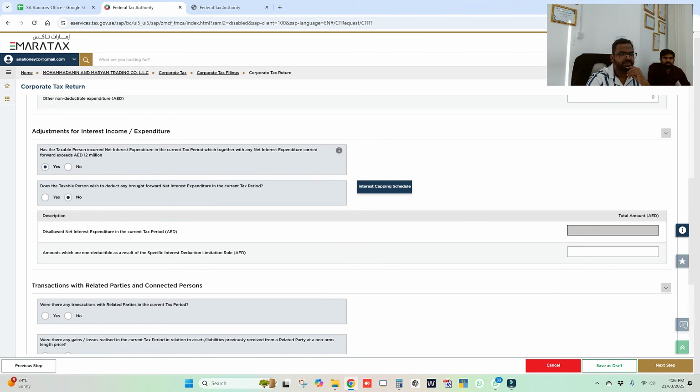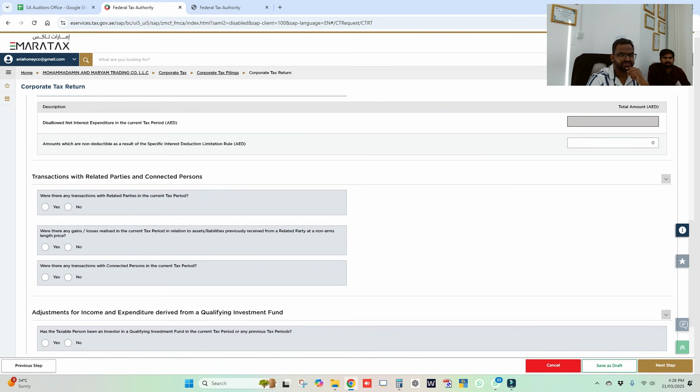Disallowed net interest expenditure will come here automatically by all those details we are putting into the interest capping schedule. Amount which is non-deductible as a result of specific interest deduction limitation rules. If you have any amount which is non-deductible.